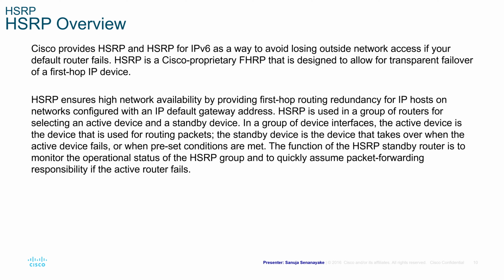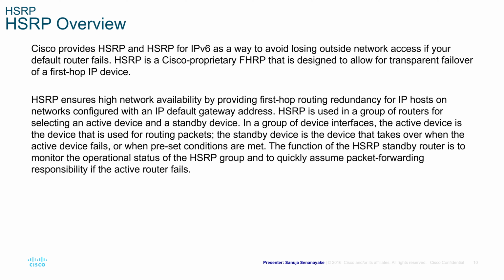HSRP is a Cisco proprietary FHRP that is designed to allow for transparent failover of a first hop IP device. So remember that HSRP is a Cisco proprietary version of FHRP. HSRP ensures high network availability by providing first hop routing redundancy for IP hosts on networks configured with an IP default gateway address.